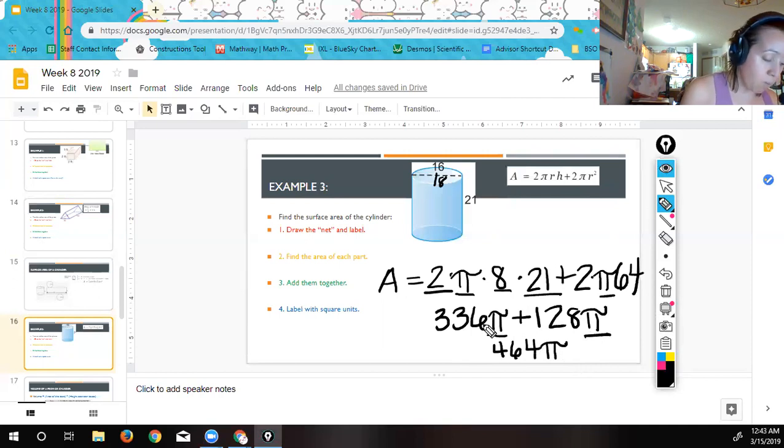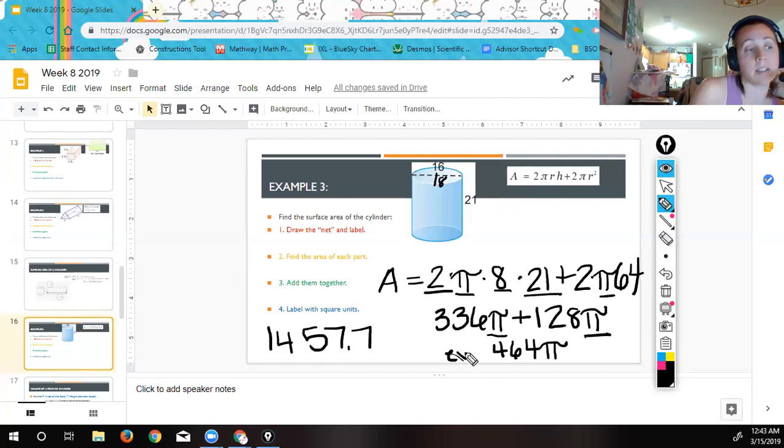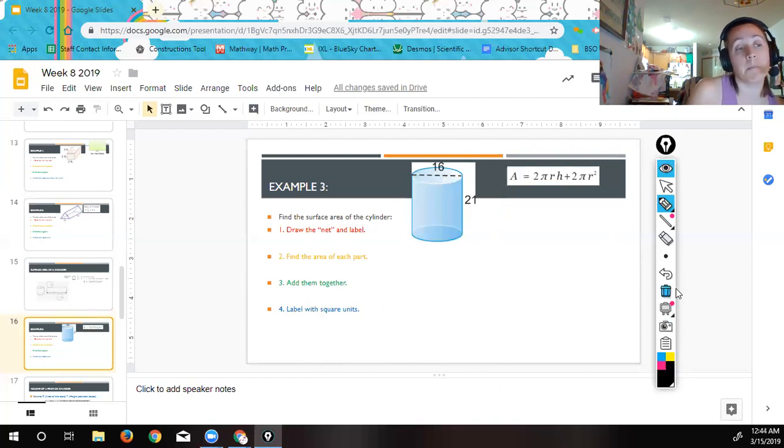If they wanted a rounded answer, you would multiply by pi. And you would say 1457.7. So this is exact, and this is an estimate or a rounded answer. But to do the surface area of a cylinder, you're just following the formula.